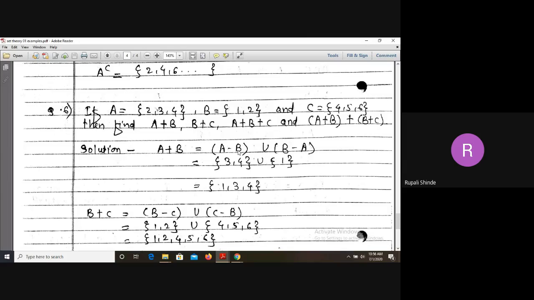Okay. Before that, we have seen what is the meaning of A minus B. So A minus B, this will give you elements those are present in set A, but not in set B.